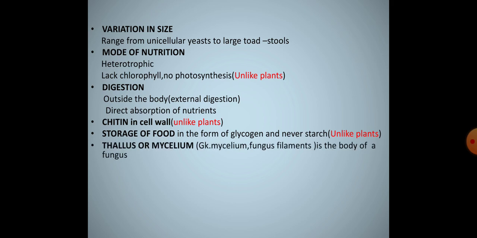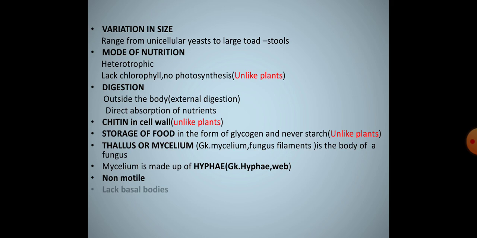This feature is also different from plants. Storage of food, if it occurs in the form of carbohydrates, is always as glycogen and never in the form of starch. So this feature is also different from plants. Thallus or mycelium is the body of the fungus, and mycelium Greek word means fungus filaments. Mycelium is made up of hyphae. The Greek word hyphae means web, since hyphae form an intricate web-like structure.